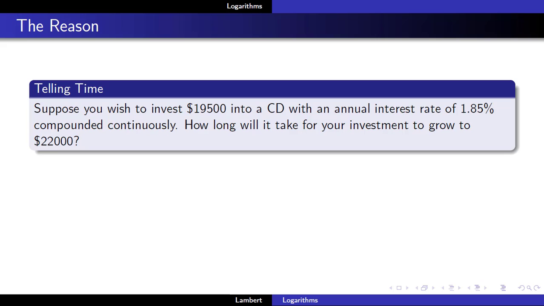So this problem, usually we're trying to find a final amount, and we use that PERT formula, meaning A of t equals P times e raised to the rt power, where A of t is your final amount after t years have passed. Your P is your initial investment or initial amount. Your R is your annual interest rate, written as a decimal, and then T is your time in years.